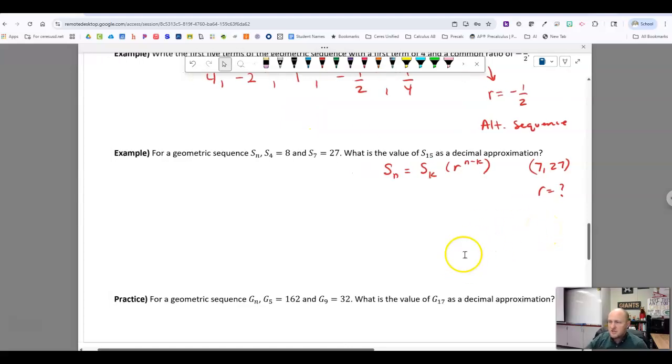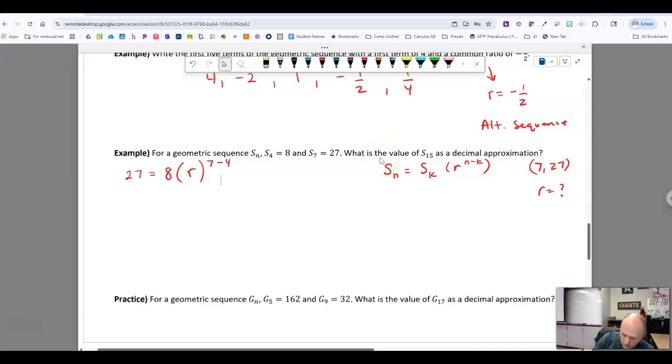So what I'm going to do is set up one of these equations using both of these values. I'm going to let S sub 4 be my S sub k term, and my S sub 7 be my S sub n term. So 27 is equal to, I start at 8 and I'm going to multiply times my ratio how many times? Well, if I want the 7th term, I plug in 7 and I started at the 4th term. You can think about this intuitively. Didn't I multiply times the common ratio 3 times, to get to 5, to get to 6, to get to 7.